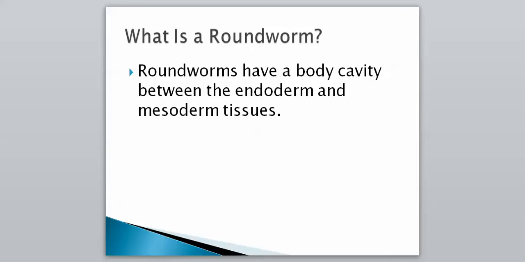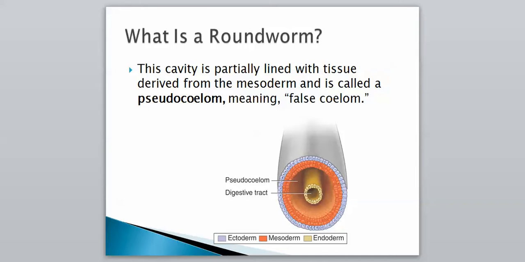And then roundworms will have a body cavity between the endoderm and mesoderm tissue. This is a new feature, since flatworms and cnidarians had no body cavity. This cavity is partially lined with tissue derived from the mesoderm, and it's called a pseudocoelom, meaning false coelom. So it's not quite a coelom yet, but it's getting to the point where it is almost going to function the way the coelom does in the next group of worms. They are getting there. They almost have the coelom.